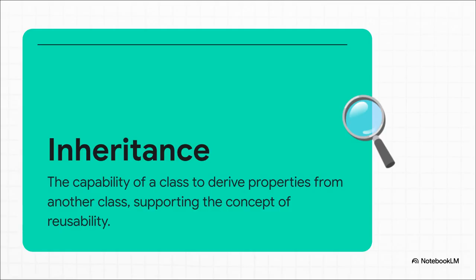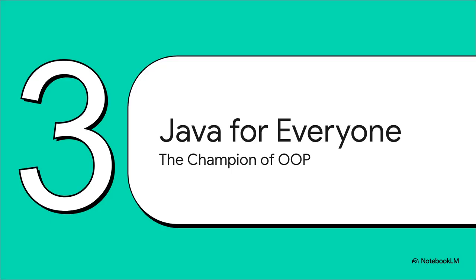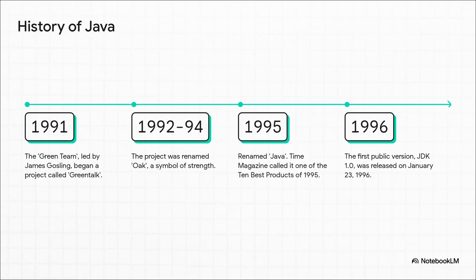mind-boggling amount of time. Okay, so we've got these brilliant OOP concepts floating around, but ideas need a vehicle, right? They needed a champion to take them mainstream. And that champion turned out to be a brand new language designed from the ground up to do one thing really, really well: be object-oriented. And that language was Java.